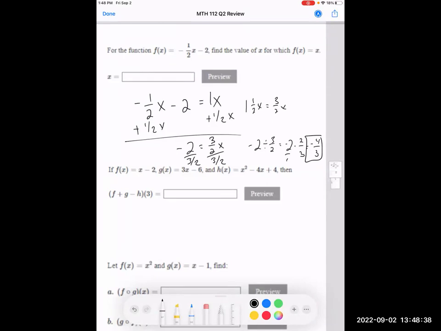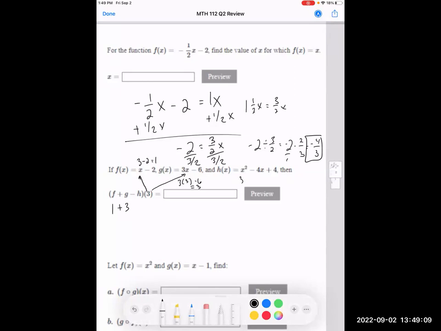For question number 2, it says if f of x equals x minus 2, g of x equals 3x minus 6, and h of x equals x squared minus 4x plus 4, then find f plus g minus h at 3. So the idea is you're going to plug 3 into all these functions. If I put 3 in there, I get 3 minus 2 which equals 1. So f is 1. If I put 3 into the g function, I get 3 times 3 minus 6, which equals 3. So g is 3.